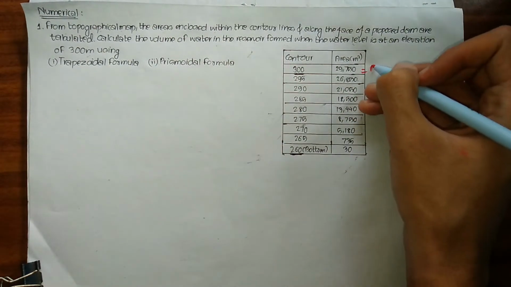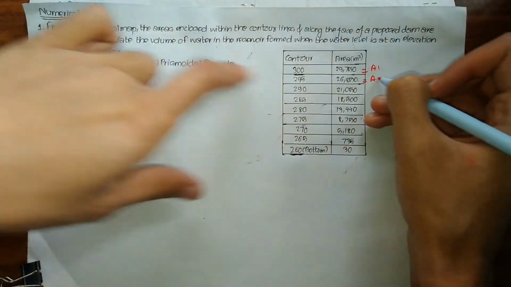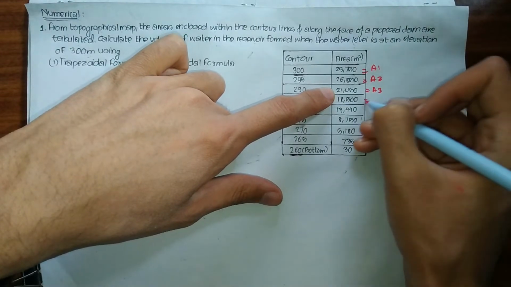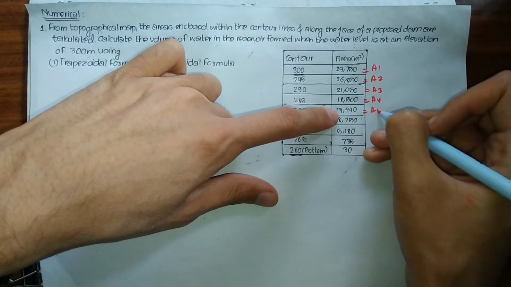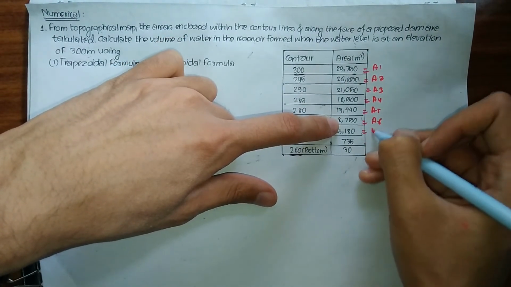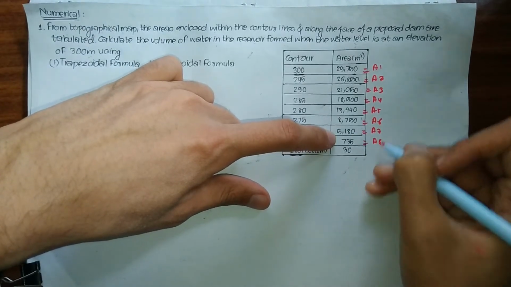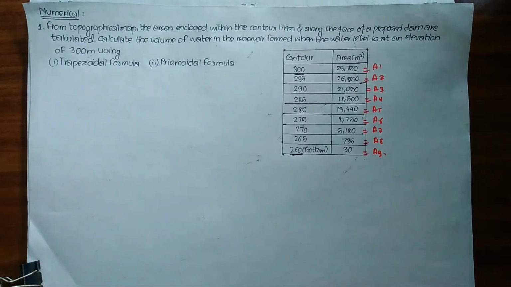First, we are going to write over here. This is going to be my A1, and this is going to be my A2, this is going to be my A3, A4, A5, this is my A6, this is my A7, and this is my A8, and this is going to be my A9. So this is the first step which you need to do.